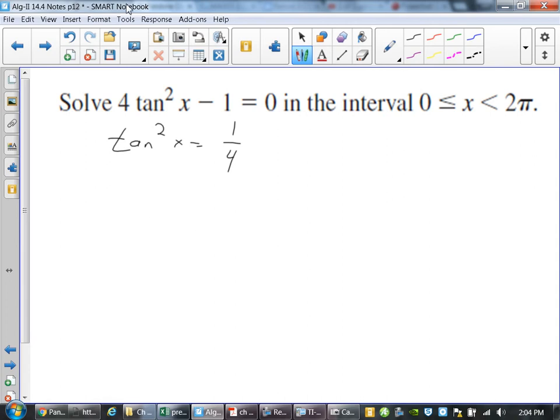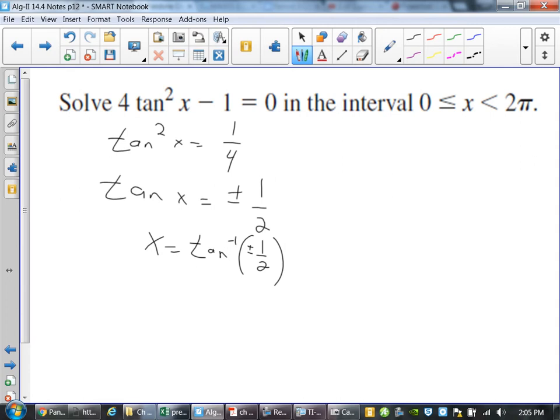Anyway, what do you do next? Square root. Okay. When you take a square root of an equal sign, what do you have to do? So you have the tangent of x is going to equal plus or minus 1/2. You okay with that? Yes. Which basically means what angle has a tangent of 1/2. Oh, excuse me, plus or minus.